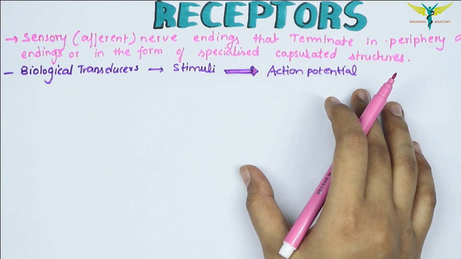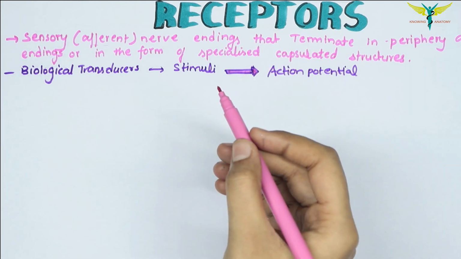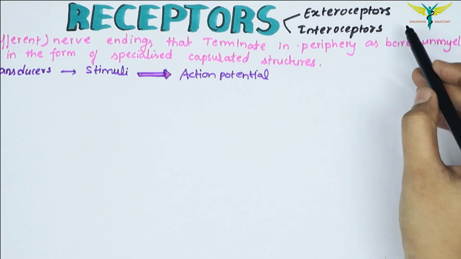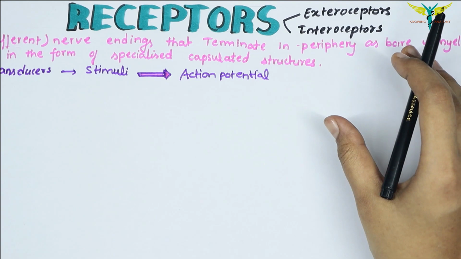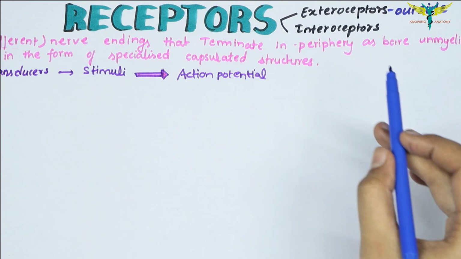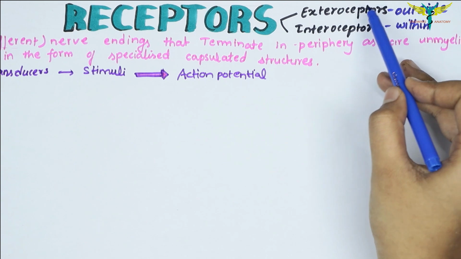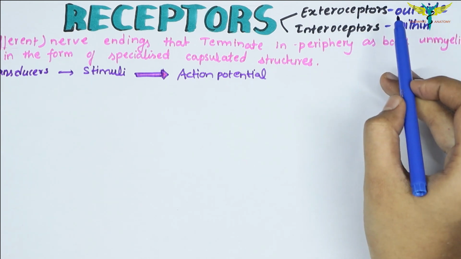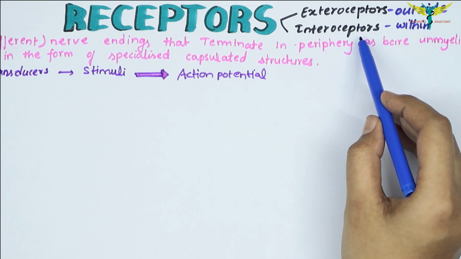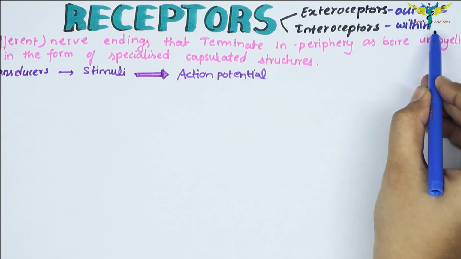Coming to the classification, the receptors are classified into two types: the exteroceptors and the interoceptors. The exteroceptors are the receptors which give response to the stimuli that arise from outside the body. And the interoceptors are the receptors which give response to the stimuli that arise from within the body.